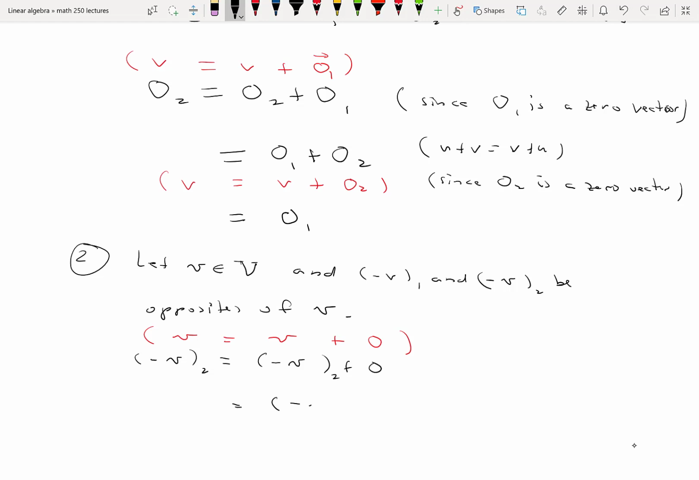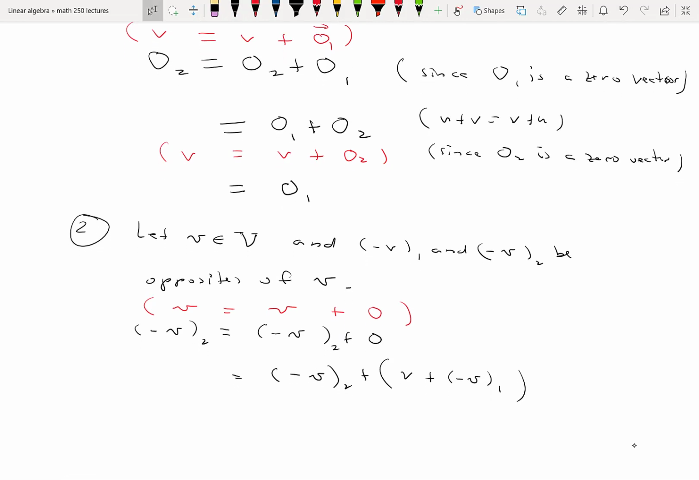Well, I'm going to do that with the help of that zero vector. The zero vector is the same thing as v plus the opposite of v, in particular, the opposite of v1. Now I've introduced on the right-hand side the opposite of V1. Now I need to get rid of everything else.